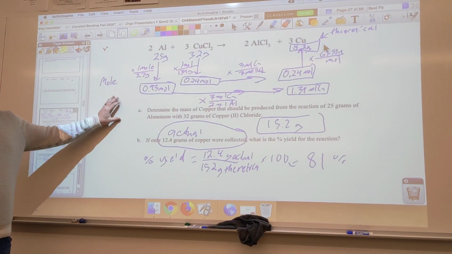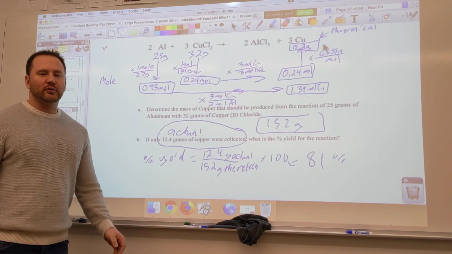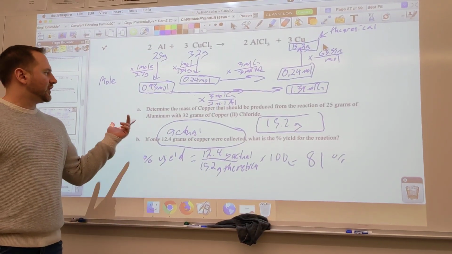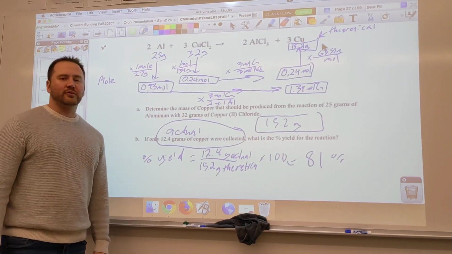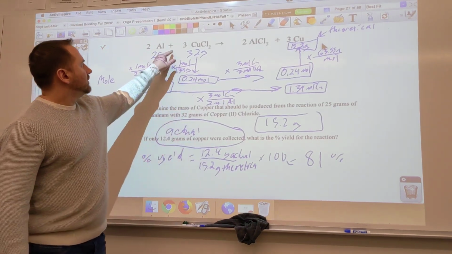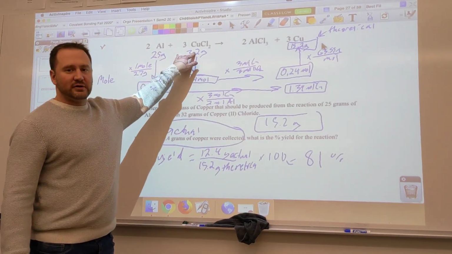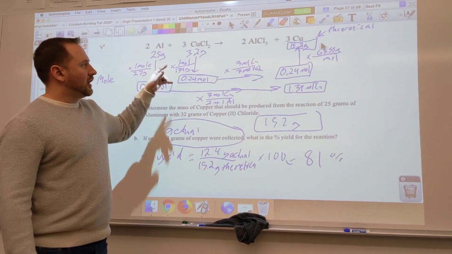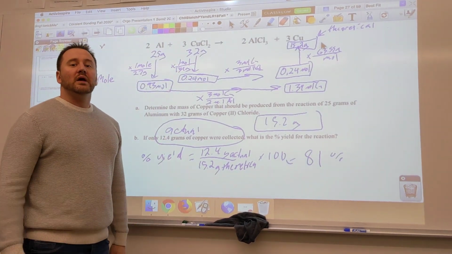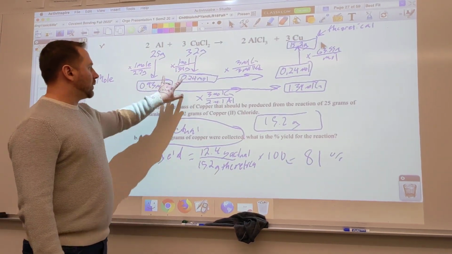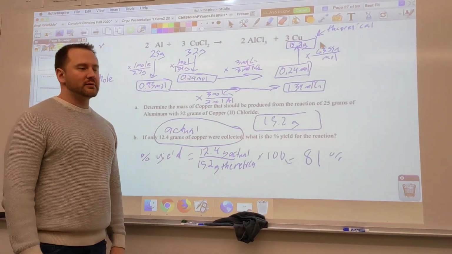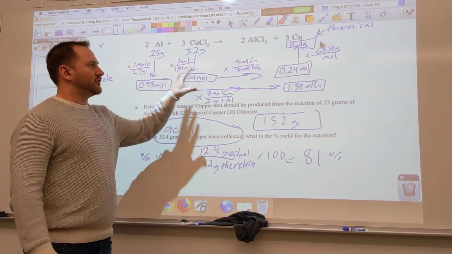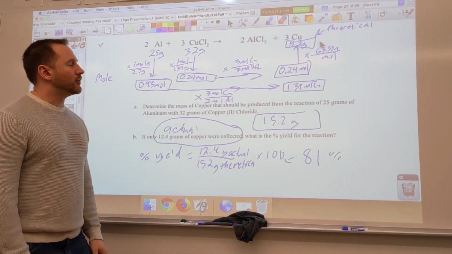So in this problem, it asks you to determine the mass of copper that would be produced when you react 25 grams of aluminum and 32 grams of copper chloride. So I'm giving the amount of two starting materials, okay? And we're going to figure out how much product we can make from each of them. In a previous video, I went over an alternate way of determining the limiting reactant, but in this one, we're just going to figure out how much product we can make from each and go from there.